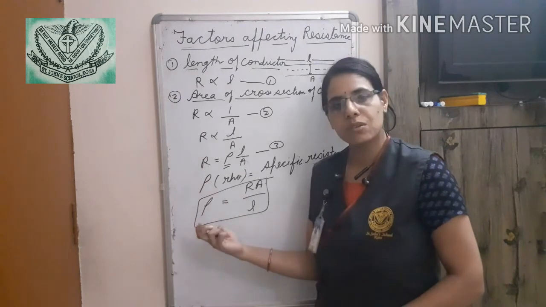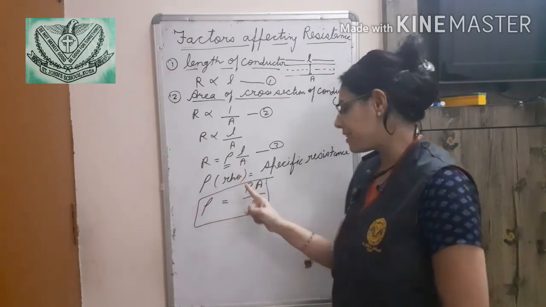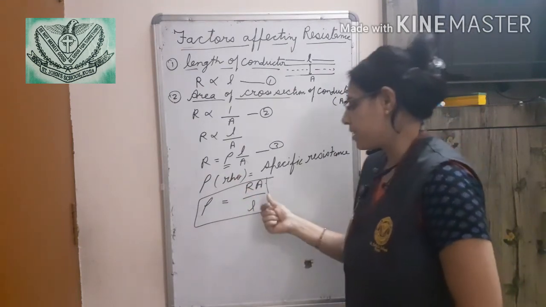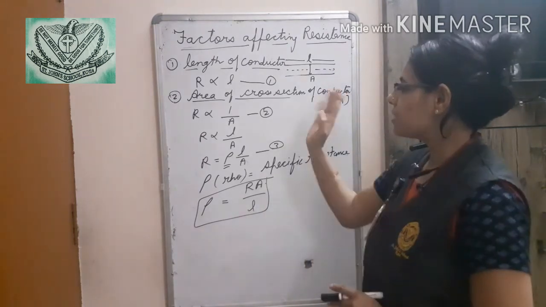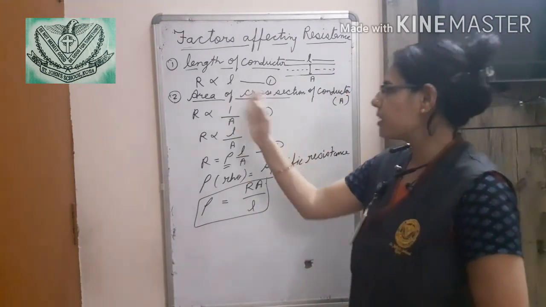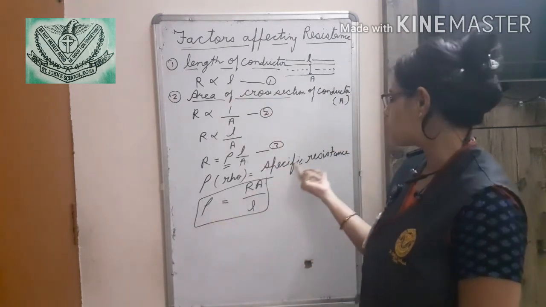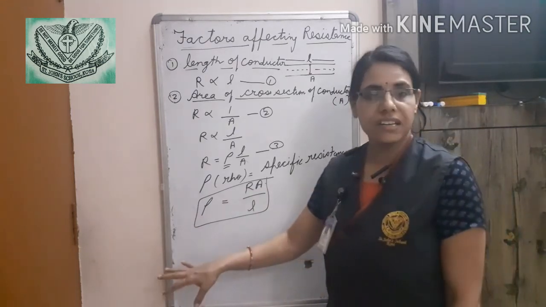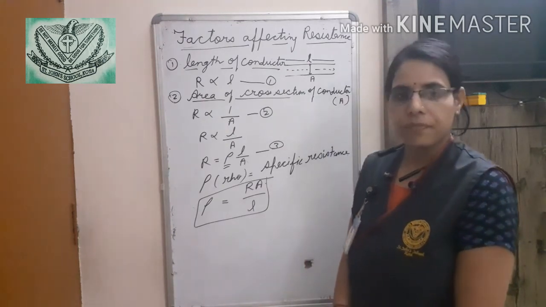I am repeating one more time. Specific resistance of a material is the resistance of a wire made of that material of unit length and unit area of cross section. So these are the factors: length of conductor, area of cross section, in which we have defined one specific resistance that is rho, the third one is nature of the material, and the fourth is temperature. Is it clear to you?